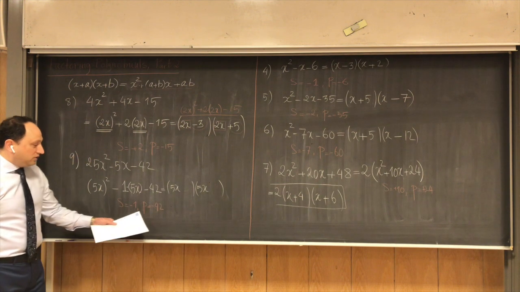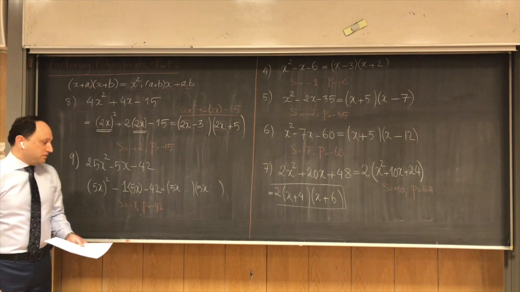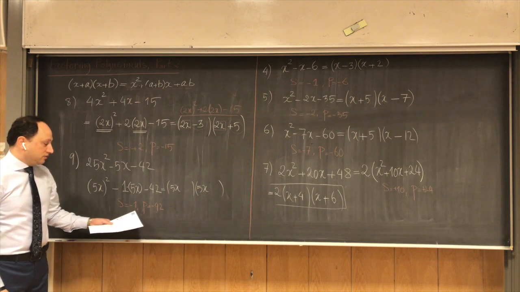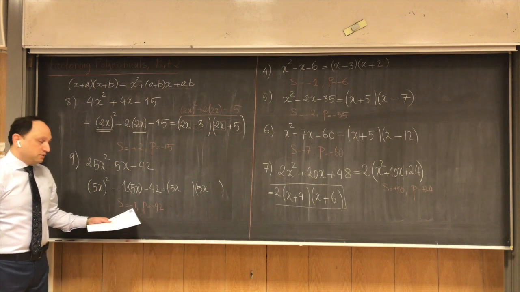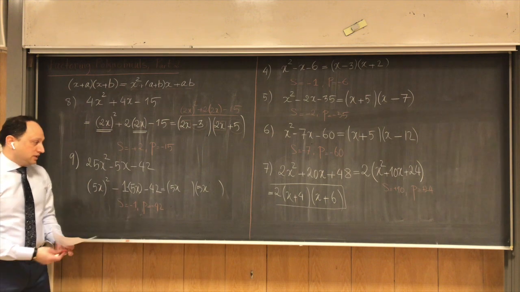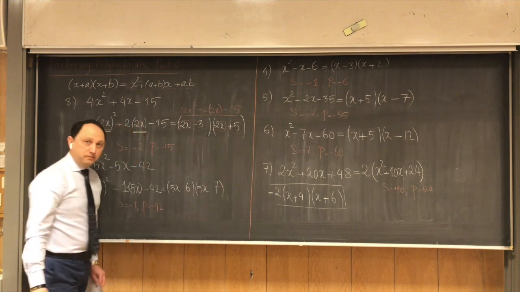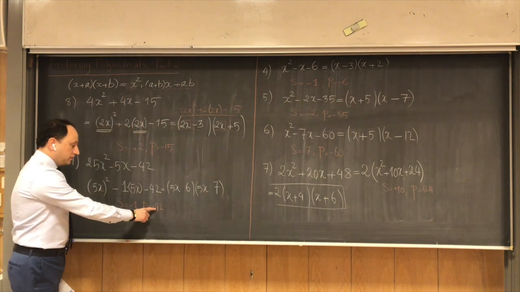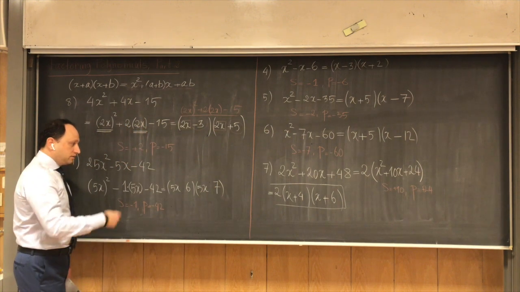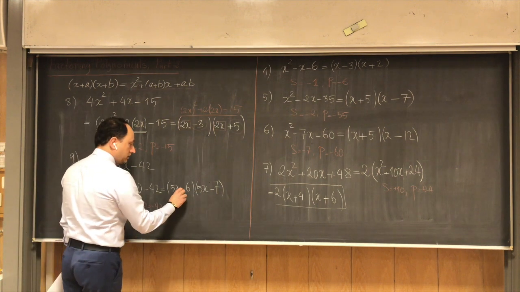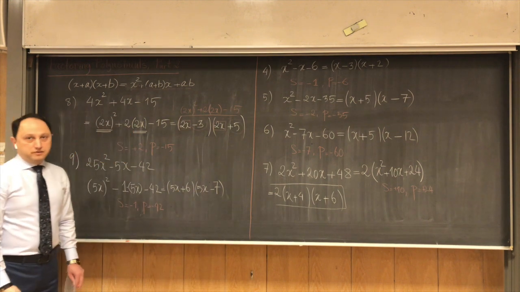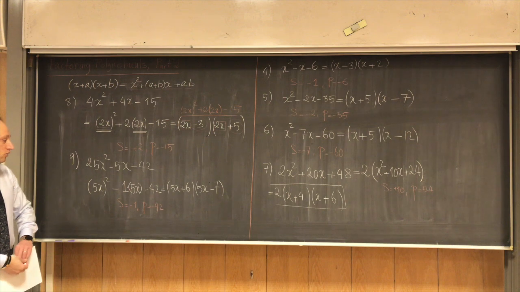Yes, it's not that hard. The numbers whose product is negative 42 and whose sum is minus 1 are 7 and 6, yes? So I put 7 in one of them and 6 in the other one. And then because the product is negative and the sum is negative, the bigger one should be negative, the smaller one should be positive.